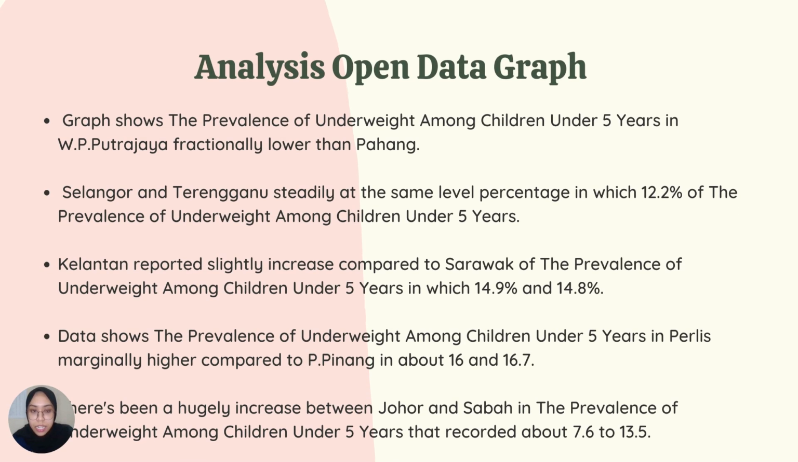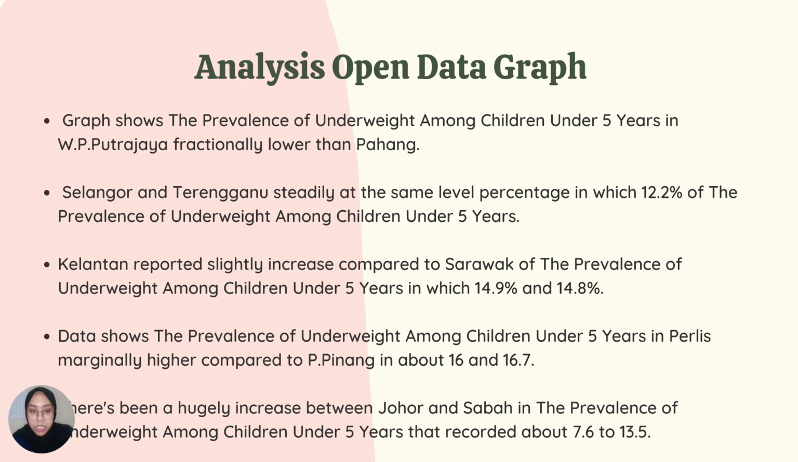Okay, so this is the analysis open data graph. First, graph shows the prevalence of underweight among children under 5 years in wilayah Persekutuan Putrajaya fractionally lower than Pahang. Selangor and Terengganu steadily at the same level percentage, in which 12.2% of the prevalence of underweight among children under 5 years.